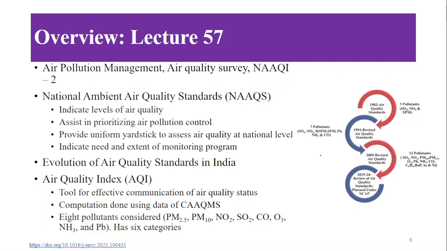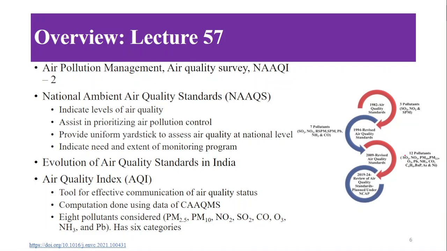Next, the evolution of the air quality standards in India was discussed. This schematic here shows the same. Firstly, when the air quality standards were introduced in 1982, they considered only three pollutants: SO2, NO2, and suspended particulate matter. When these standards were revised in 1984, four more pollutants were added to the previous three: respirable suspended particulate matter, lead, ammonia, and carbon monoxide. This was followed by another revision in 2009, in which a total of 12 pollutants were considered for generating the air quality standards.